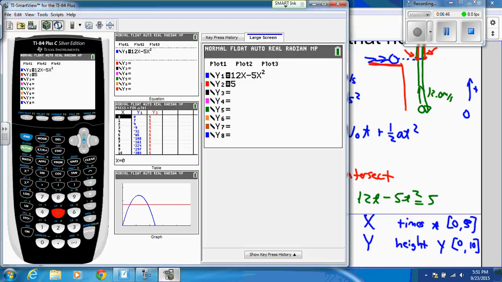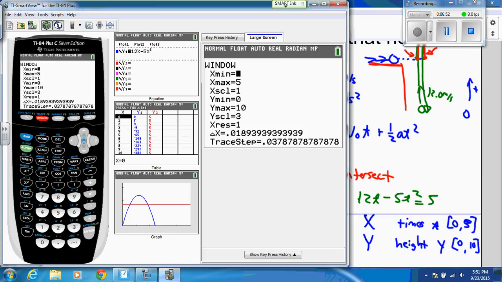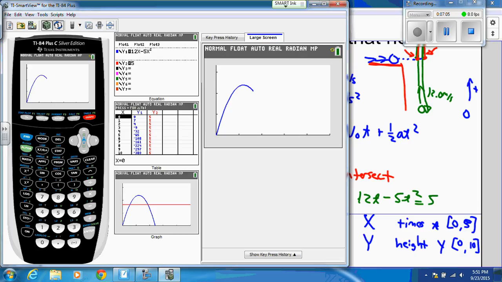To get that window size, we're going to go back to our calculator and hit window. We set the minimum x to be 0 and the maximum x to be 5. That represents our t's. And the minimum y to be 0 and the maximum y to be 10. That represents our heights. We hit graph, and there goes our ball up and down. And here comes Sam on the roof line, and his height is a constant 5. What we're looking for are the two intersection points on the graph, which are here and here.